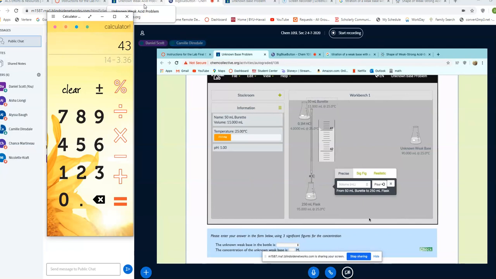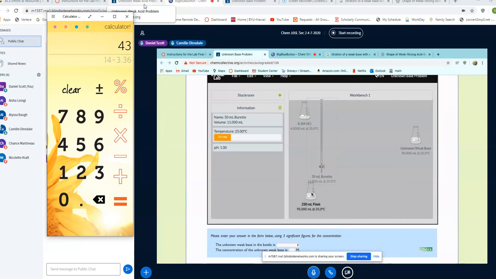Okay. So now we're at 85. Oh, what just happened? Wait, I'm confused about what just happened. Well, sorry. That's the pH of the burette. See? It says to the left there. So go ahead. Yeah, we're at 9.07. All right, good. So go ahead and drag it in there.